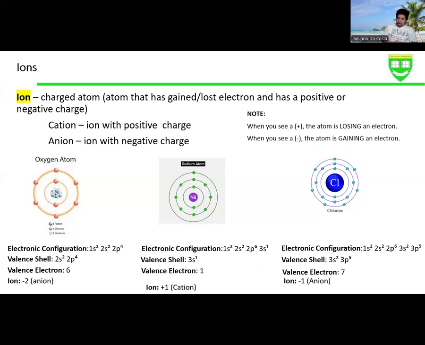Okay, what about the sodium atoms? How many valence electrons are in the sodium atom? 1 electron in the sodium atom. Now my question is, the sodium atom wants to be balanced. Is it easier to receive 7 more electrons or to give out 1 electron? Which one is easier? To give out 1 electron.